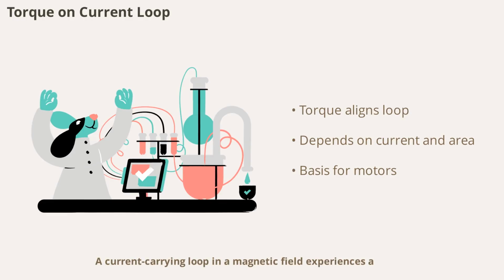A current-carrying loop in a magnetic field experiences a torque that tends to align the loop with the field. The torque is given by tau equals NIAB sin theta, where N is the number of turns, I is the current, A is the area, B is the magnetic field, and theta is the angle between the field and the normal to the loop. This effect is fundamental to the operation of electric motors and galvanometers.